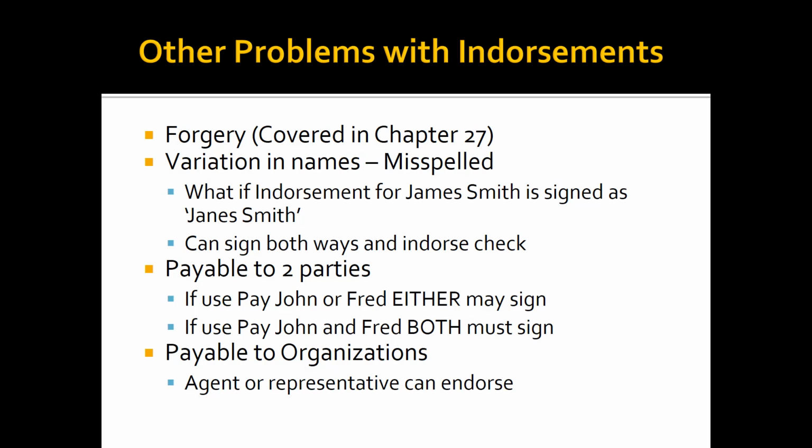Okay, other problems with endorsements. We're going to talk about forgeries a little bit later. We'll get to that in chapter 27. But one of the things that can happen is you can have a misspelling, or someone can use a nickname or an incomplete name. So what if the check is made out to James Chapman, my name, and I sign it J. Chapman, J-A-Y, because I often go with the name J. I can sign it both ways and it becomes an endorsed check.